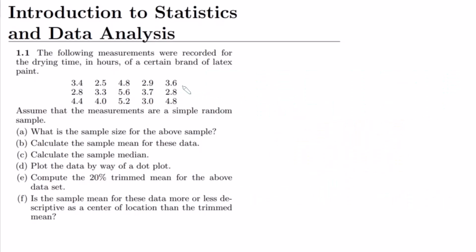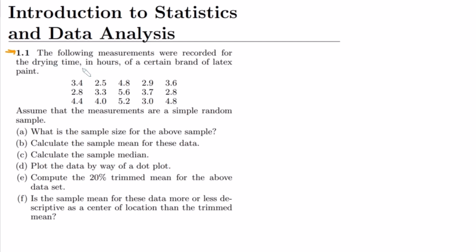So from today we are starting another course related to the solutions of the exercise problems of Probability and Statistics for Engineers and Scientists by Walpole. This is the first chapter, the introduction to statistics and data analysis, and the exercise problem we are going to solve today is 1.1.